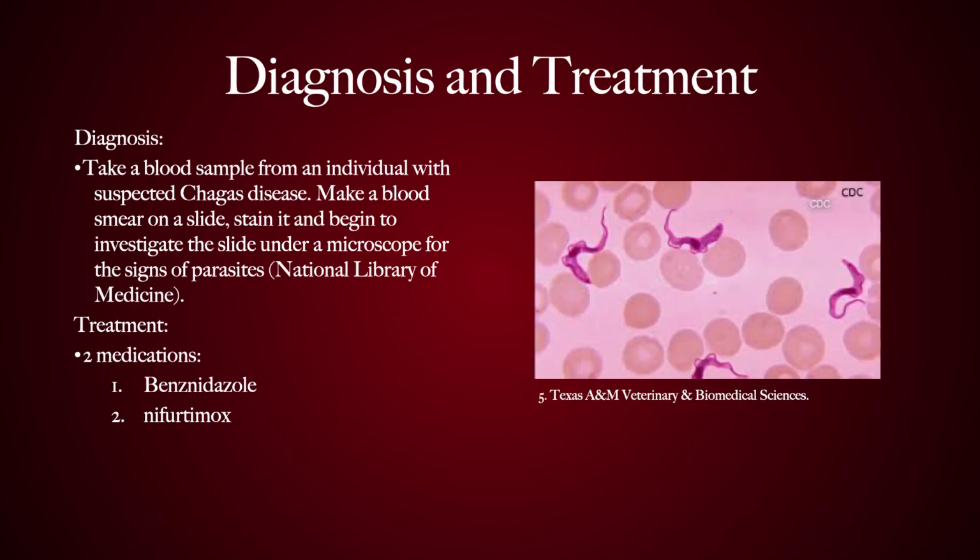Next, I will be talking about the diagnosis, treatment, and prevention. To diagnose it, you take a sample of blood from an individual who is suspected of having Chagas disease. You make a blood smear on a slide, stain it, investigate under a microscope and look for signs of parasites. The picture on the right shows you what a parasite may look like under a microscope with the red blood cells. Two treatments that are given to kill the parasite are benznidazole and nifurtimox. Both are almost 100% effective in killing the parasite during the beginning phase of the infection, but if you have that infection for a longer period of time, then it may not work. So that's why it is not 100%.